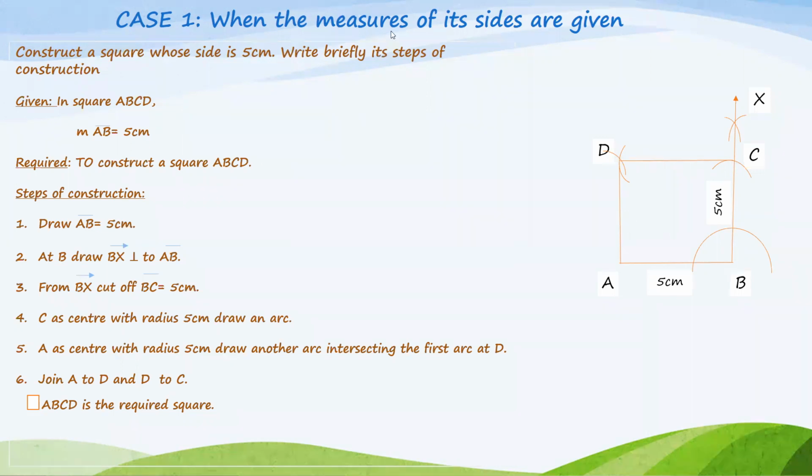What we have done: first we draw the line segment AB, then we draw the perpendicular. After drawing the perpendicular, we put the compass at B and draw an arc. We get C. Then we put the compass on C and draw an arc here. And then we put the compass at A and draw another arc to get D. Then just join C to D and A to D.